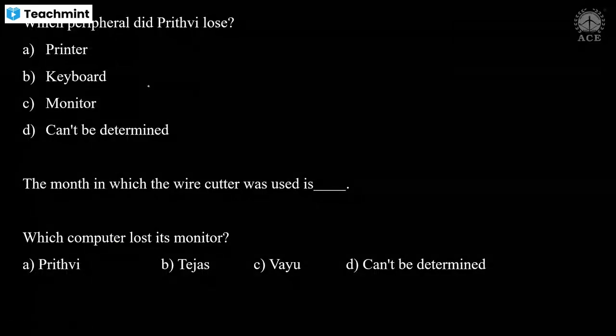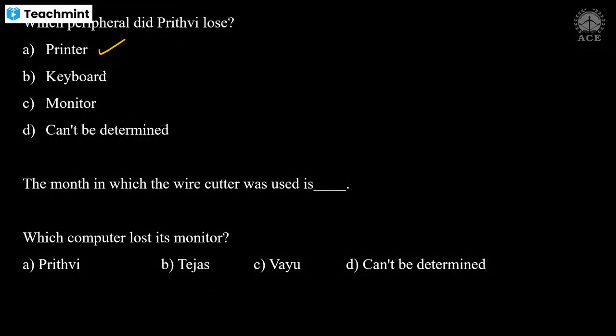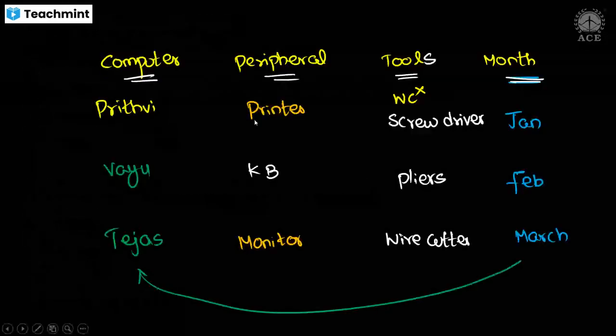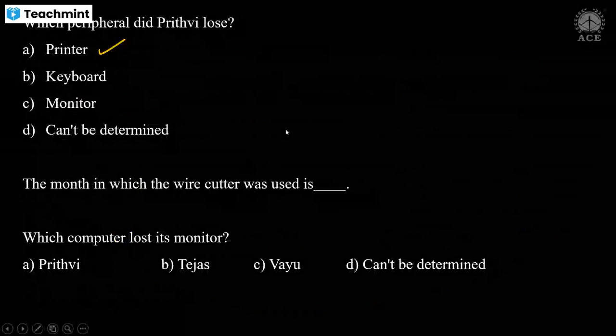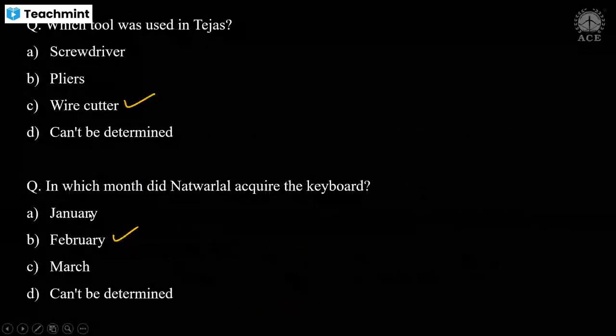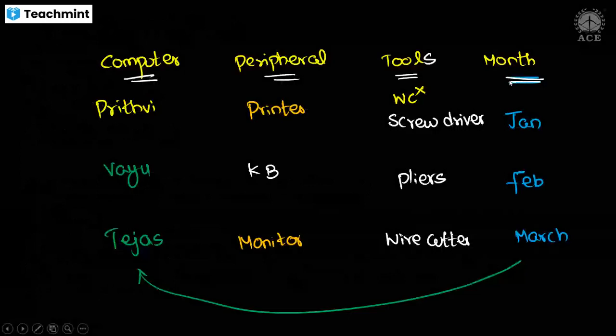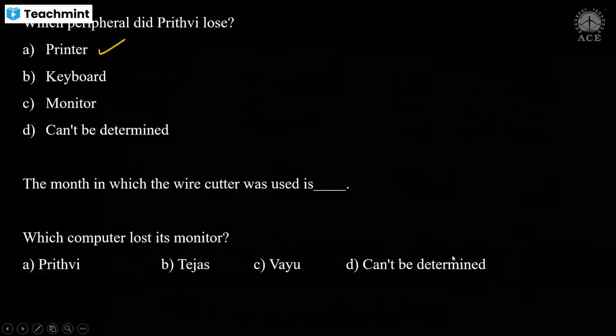The first one is Prithvi, right? Printer. The first computer which is lost is Prithvi, and Prithvi is nothing but the printer. Next, the month in which the wire cutter was used: the wire cutter is used in March. Okay, March.